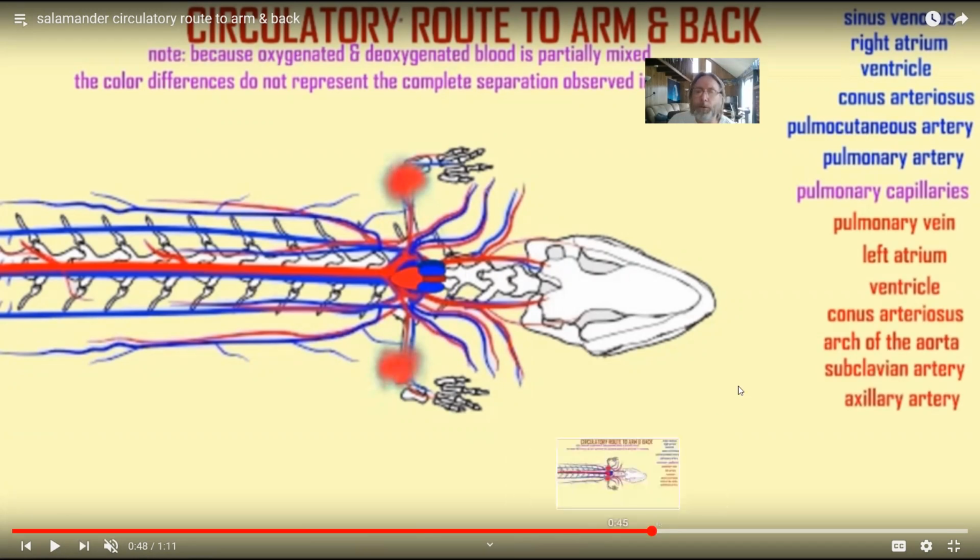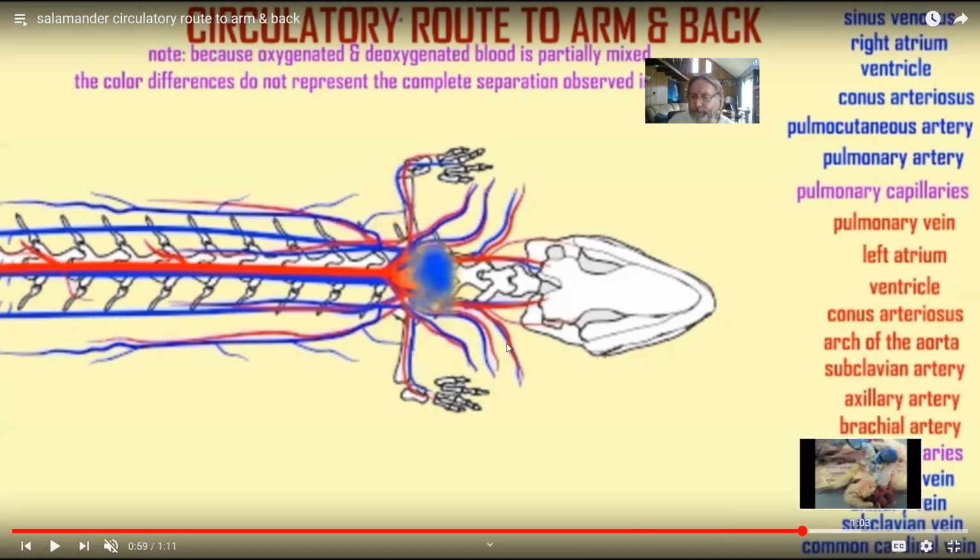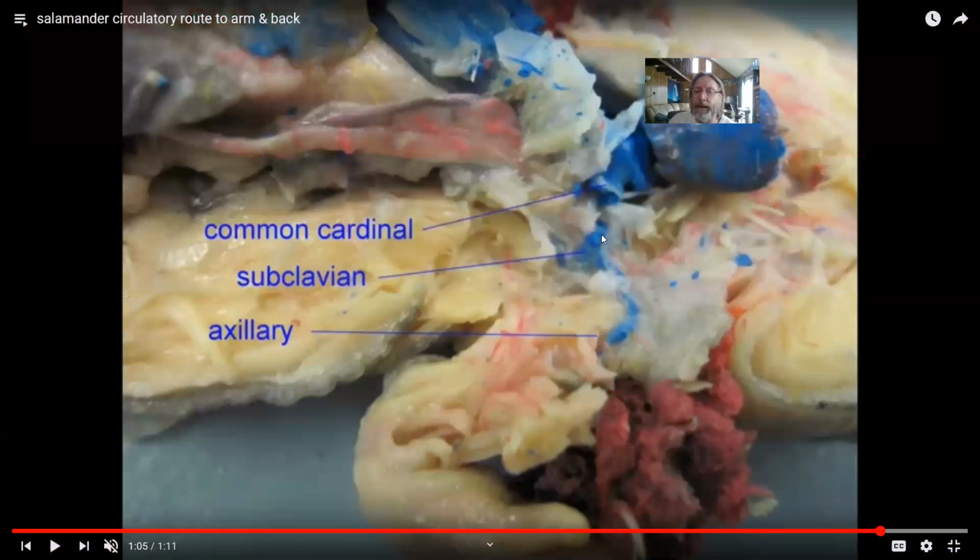There are two, from there to the subclavian arteries, to the axillary arteries, to the brachial arteries, to the capillaries of the arm, and then we can return brachial vein, axillary vein, subclavian vein, and the common cardinal vein.